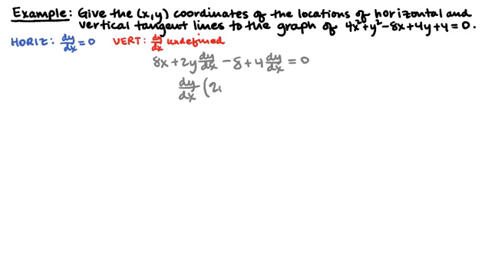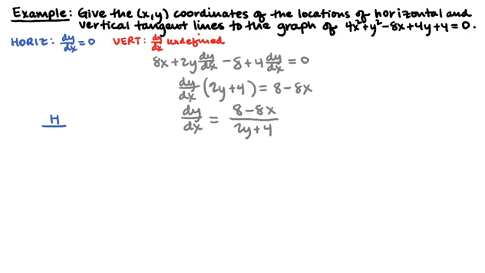So I've got a 2y plus 4 times dy/dx is equal to 8 minus 8x. Meaning that dy/dx is equal to (8 minus 8x) divided by (2y plus 4). Now, if I'm interested in the horizontal tangent lines, I'm going to take 8 minus 8x and find out where that is 0. That's looking to me like any place where x is 1 will be a horizontal tangent line.